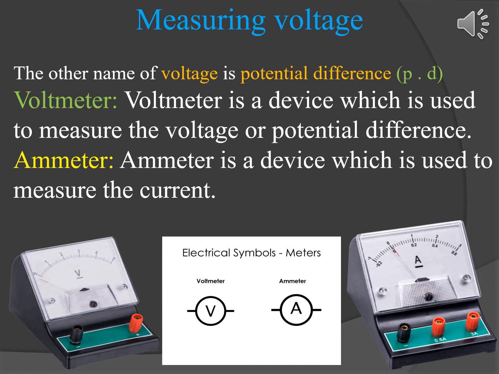To measure a current, we use another device which is called ammeter. Ammeter is a device which is used to measure the current. You can see the picture of ammeter and its symbol on this slide.